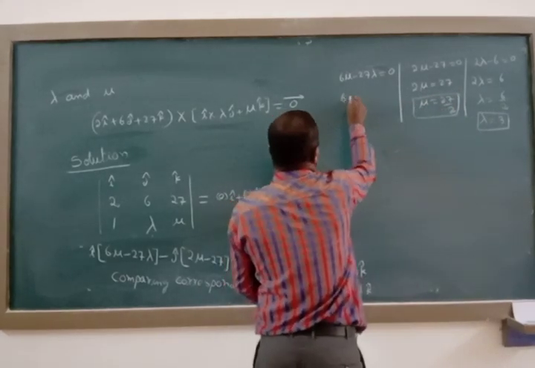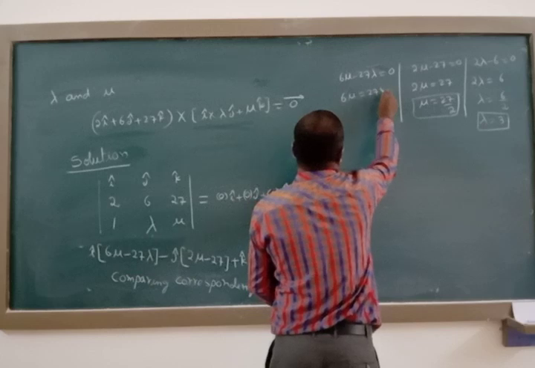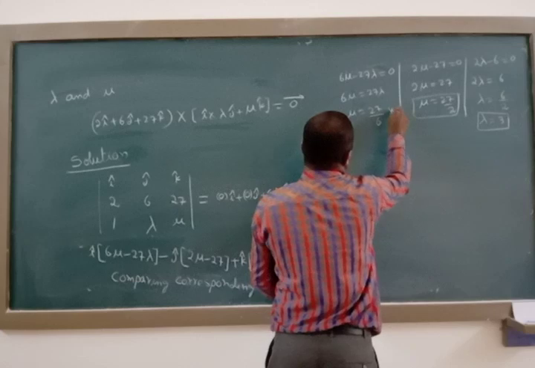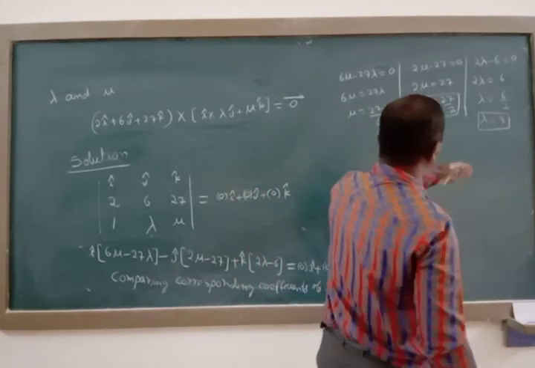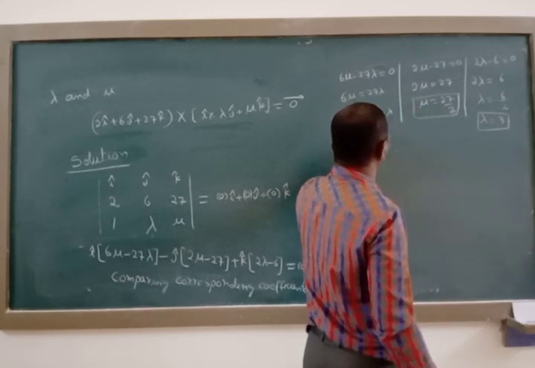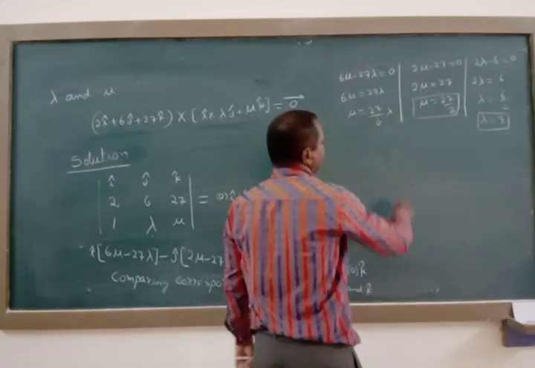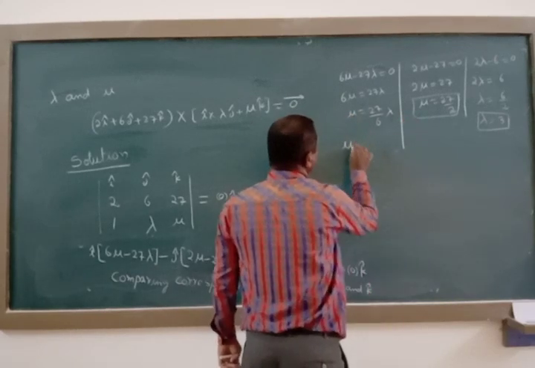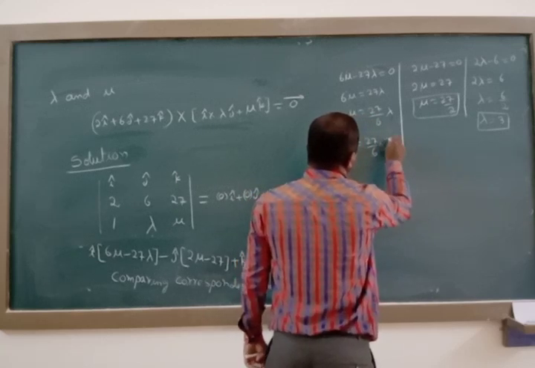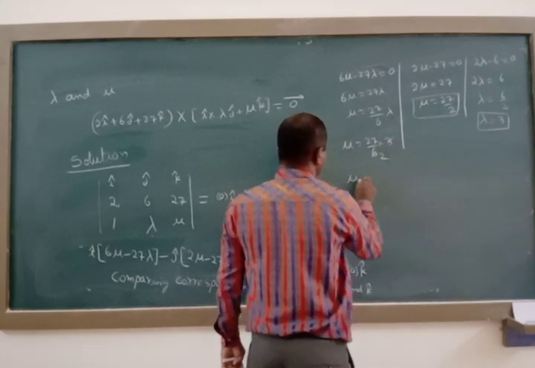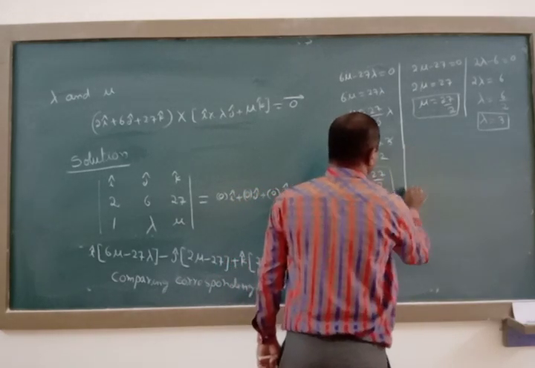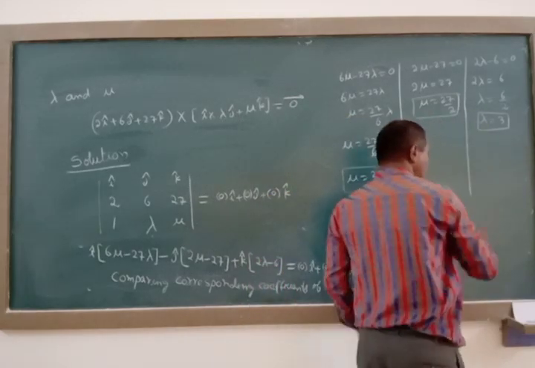Otherwise, 6 mu is equal to 27 lambda, or mu is equal to 27 by 6 into lambda. The lambda value is 3. If you take 3 here, you will get mu also as 27 by 2. So mu is equal to 27 by 6 into, already for lambda you will get 3 here, on cancellation, mu is equal to 27 by 2. Like that, here we are finding unknown values.